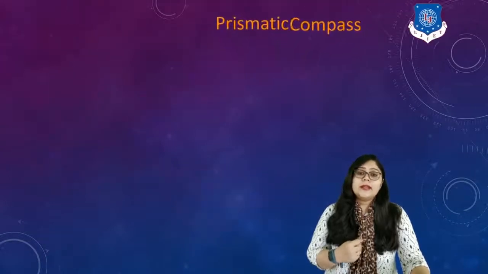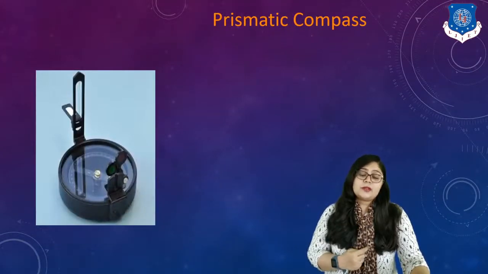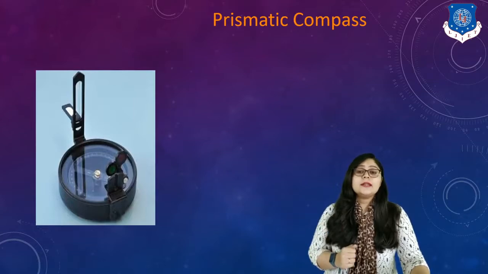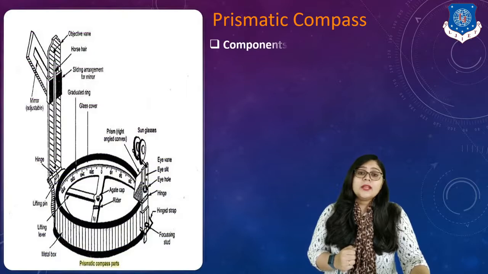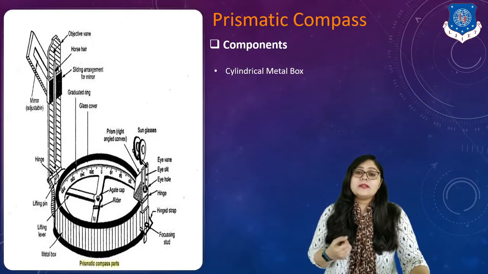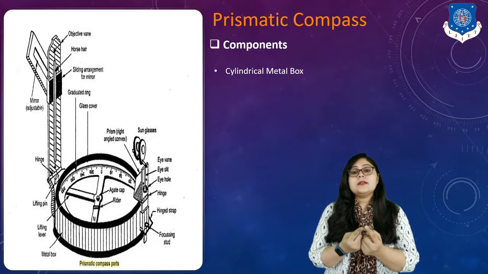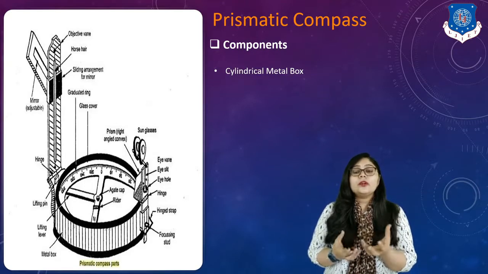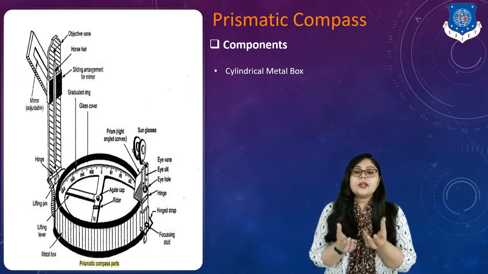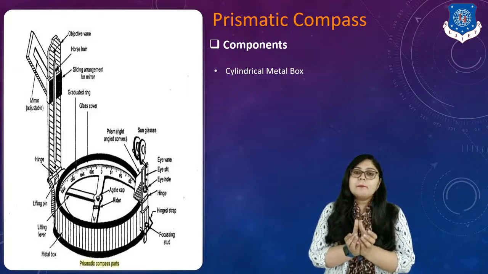So let's understand the prismatic compass first. Here on screen, you can see it is a prismatic compass. Basically, the components of this instrument are very important, right? Here you can see a cylindrical metal box. The rounded box is the cylindrical metal box. This is provided for the safety of the construction of this compass.